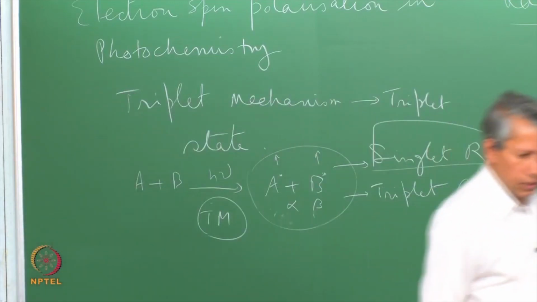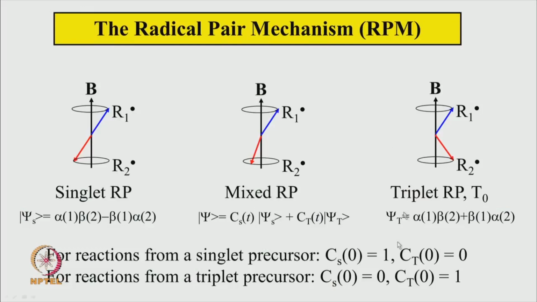So, mathematically that could be set as the initial condition. For reactions from a singlet precursor, Cs at time t equal to 0 is 1, and the triplet component here is 0. Similarly, if the reaction is from a triplet precursor, this Cs component is 0 and the Ct component is 1. But these coefficients are the initial condition, and in the course of time of course these values are going to change.